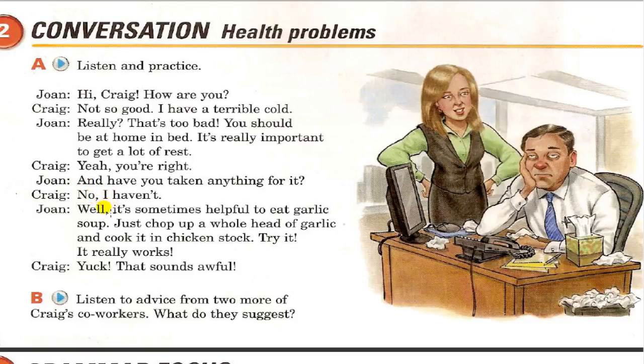No, I haven't. Well, it's sometimes helpful to eat garlic soup. Garlic soup? What's garlic? A plant used in cooking, like onions. How can we make garlic soup? Chop up means cut. Cut a whole head of garlic and cook it in chicken stock. Chicken stock, like Maggi, fine foods. Try it. It really works. Yuck, I don't like it. Yuck is an expression of dislike. That sounds awful. That's too bad.